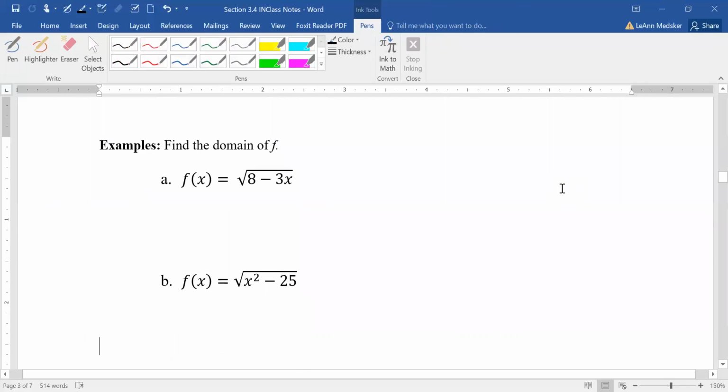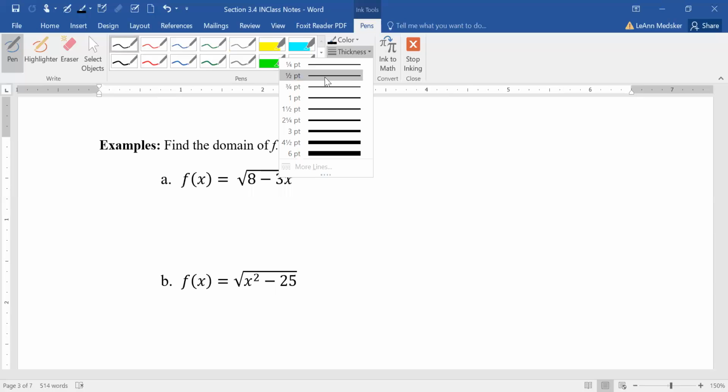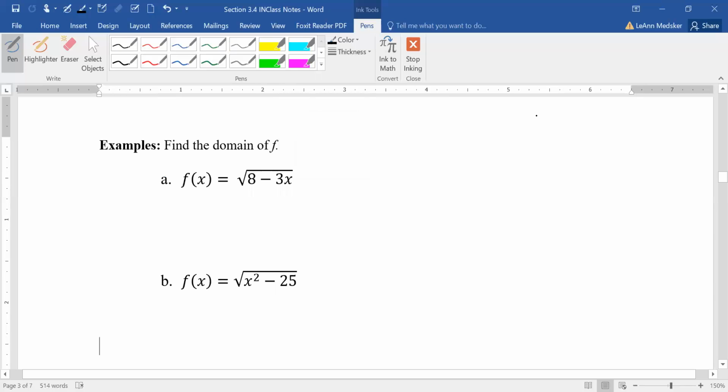Okay, the next topic is we've done domain and range from a graph. Now what we want to do is find the domain just from an equation. And again, this is going to have to do with what type of equation you're given. So I'm going to write a little summary over here. So these are types of functions that we know of so far.